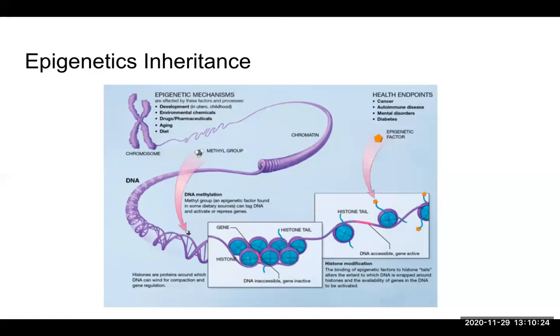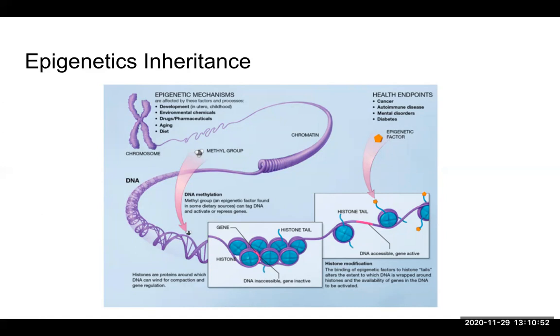So DNA methylation shows that a methyl group can tag DNA and activate or repress the genes. And you can see that it's attached, but it does say that histones are proteins around which DNA can wind for compaction and gene regulation. And then if we move to the right a little bit more, you have the histone modification, which is shown in the right picture at the bottom right.